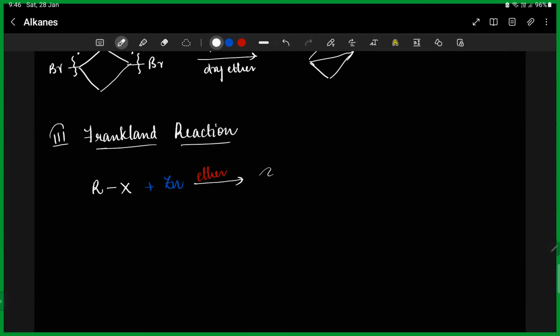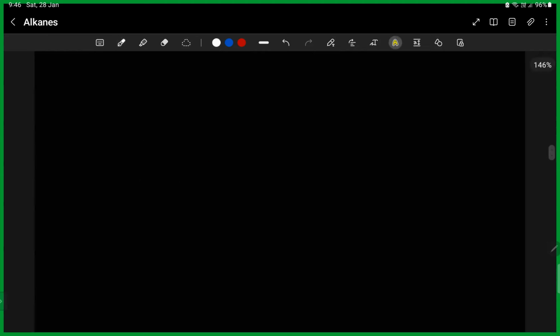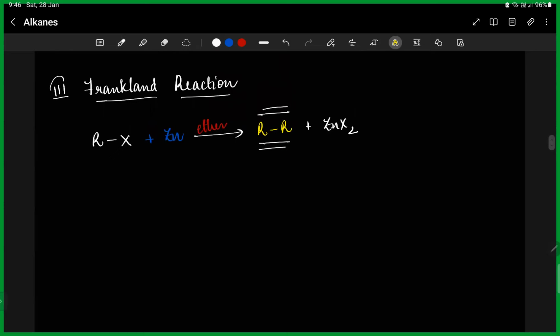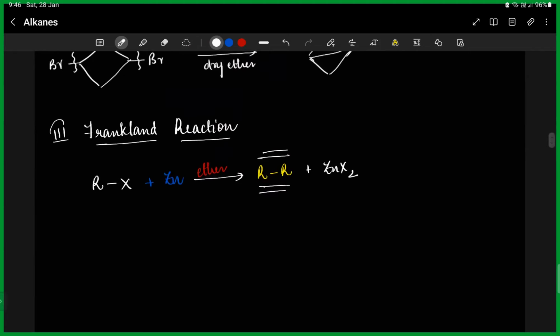So what would happen? R would be formed. Mechanism is not of that importance, but you can just have an idea that here RH is not formed, R is formed. So this is important here. Okay, so this reaction is called Frankland reaction, where you add zinc in presence of ether, so RR would be formed. And the byproduct is ZnX2.